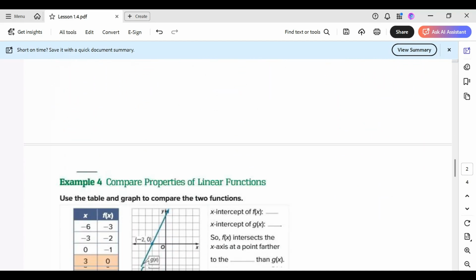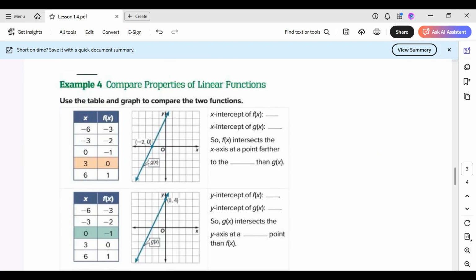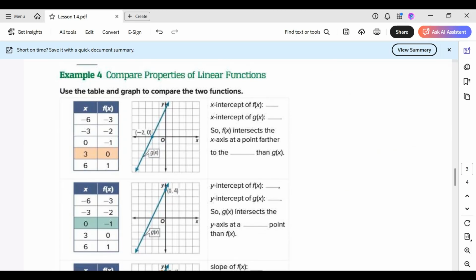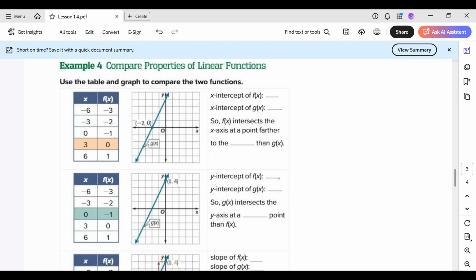Okay, in example 4, it wants us to compare properties of linear functions. It says use a table and graph to compare the two functions. So the table represents the f of x function, and the graph represents the g of x function. The first thing it wants us to do is identify the x-intercept of f of x.